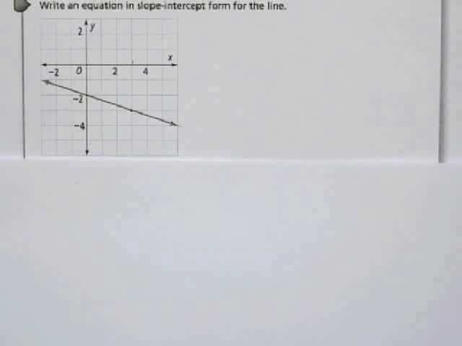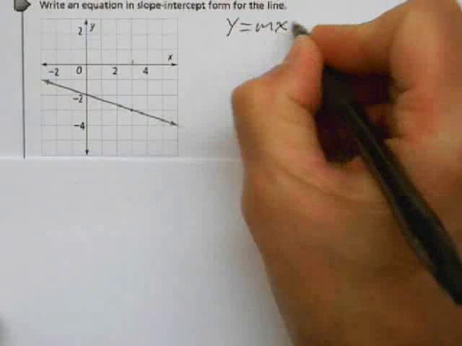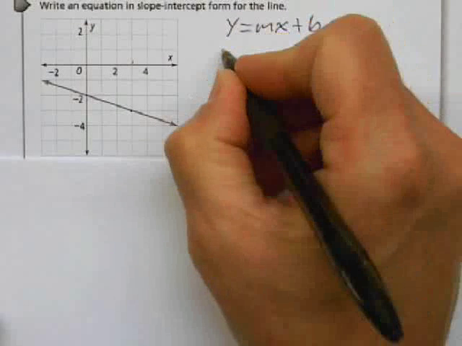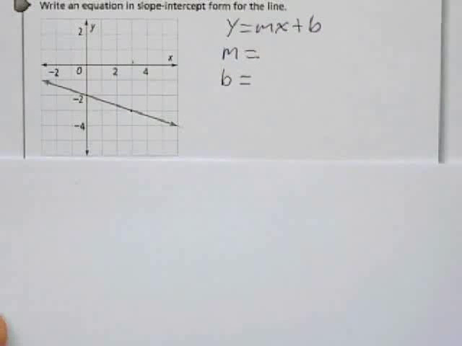In this video, we are going to look at the graph of a line and put it into slope-intercept form. So here I have a graph, and I need to put this into the form of y equals mx plus b, where m is the slope and b is the y-intercept. All right, why don't we start with the y-intercept, because that's a little more straightforward than finding the slope.